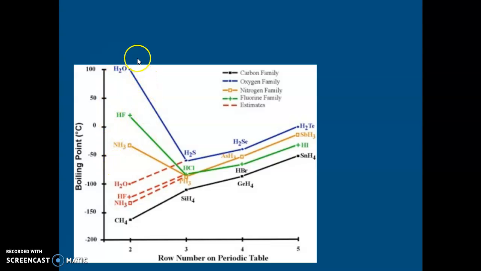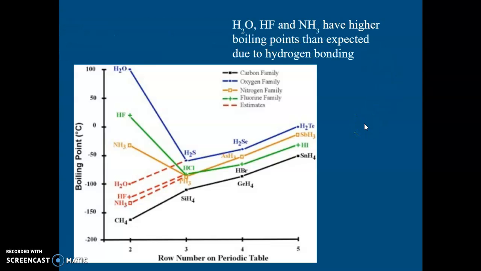Those three: hydrogen attached to oxygen, hydrogen attached to fluorine, hydrogen attached to nitrogen. Those three molecules all have much higher boiling points than expected because of hydrogen bonding.